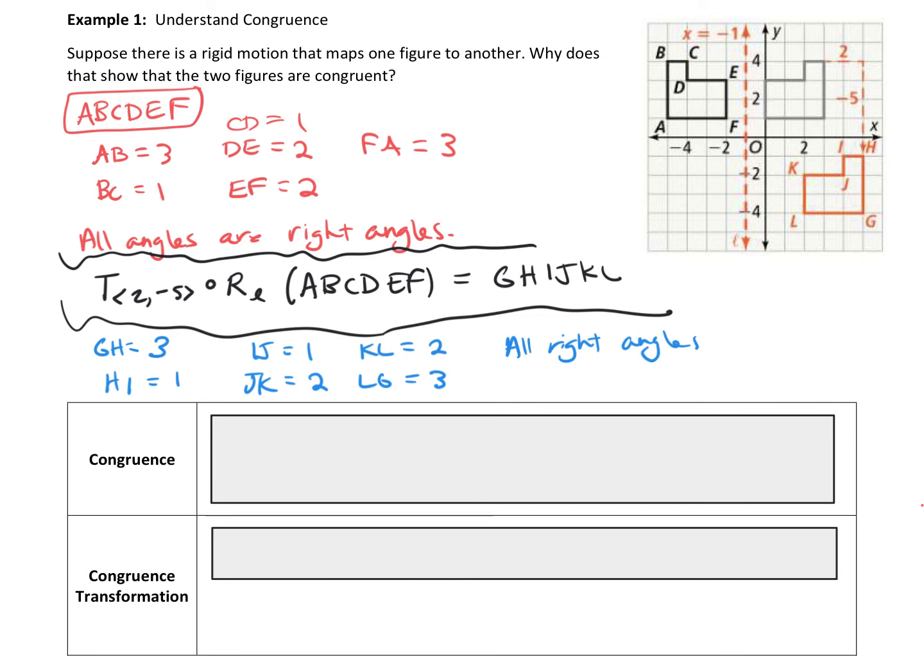What we notice is that corresponding sides have the same length. AB is 3, GH is 3. BC is 1, HI is 1, CD is 1, IJ is 1, DE is 2, JK is 2, and on and on and on. So because the measures of the corresponding sides and angles remained the same, we preserved the measures of those. These figures are congruent. We just checked that by actually identifying how long each side was. We have right angles. The corresponding sides were all the same length, and we still have our right angles.